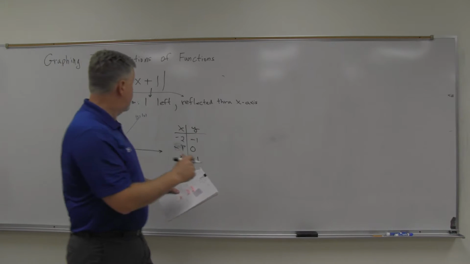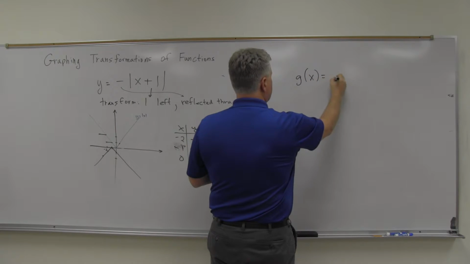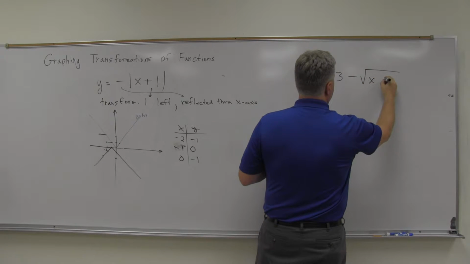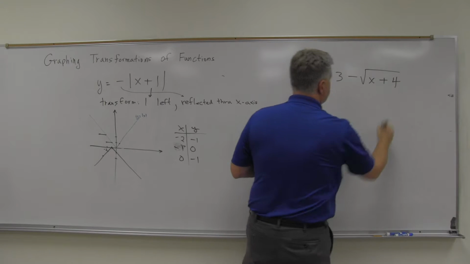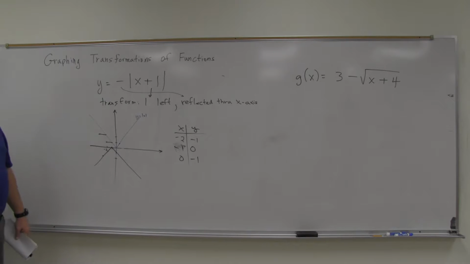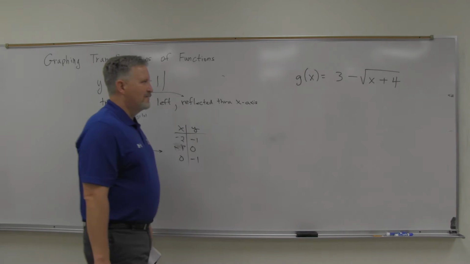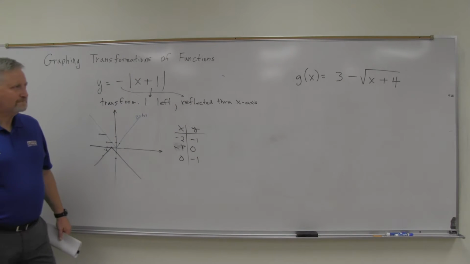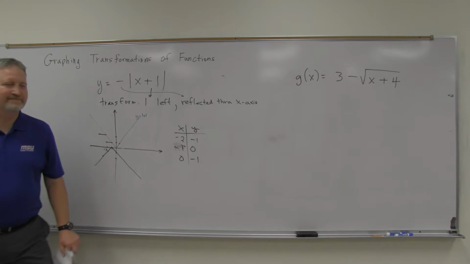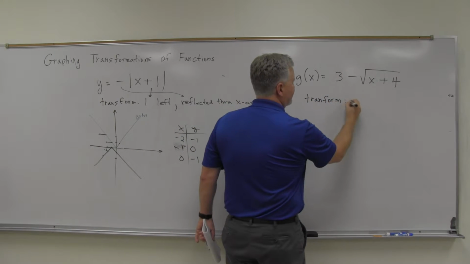Okay, so what about this one? g of x equals 3 minus the square root of x plus 4. About as tricky as we could make this one. What do we got? Left 4. What's the transformation? Left 4 and up 3, and then flip.